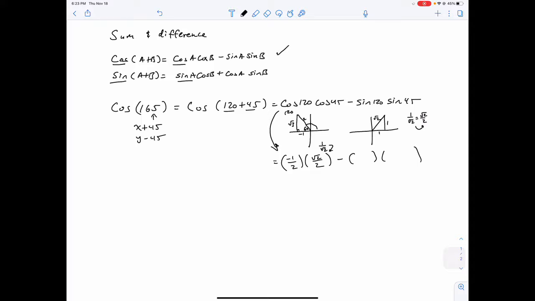On the next part, sine 120 is going to be opposite over hypotenuse, square root of 3 over 2. And our sine 45 again is 1 over square root of 2, rewriting that as square root of 2 over 2 to save us time. All right, we're almost done now. Looking at the bottom, 2 times 2, 2 times 2, we have a common denominator of 4. So it's going to be negative square root of 2 minus square root of 6 all over 4.